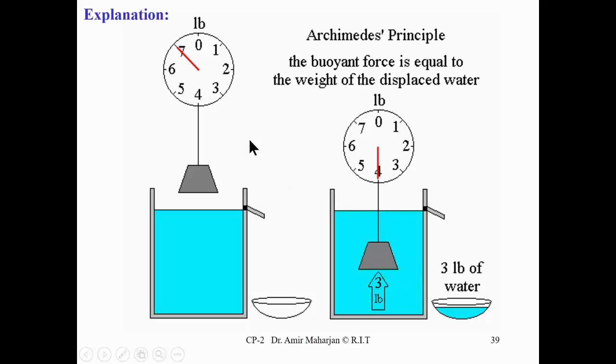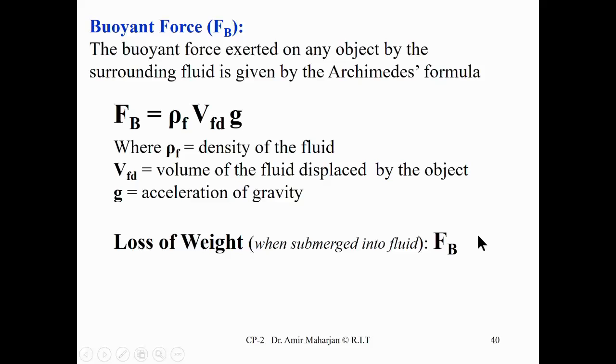So here the loss of weight is 3 pounds, which is the buoyant force, and it has to be exactly equal to the weight of the fluid that's been displaced by this object, which is collected in a separate bowl, which is 3 pounds. So in conclusion, mathematically, buoyant force is given by the Archimedes principle, and it is equal to the density of the fluid times the volume of the fluid displaced by the object times gravity, which is also equal to the loss of weight. So loss of weight of any object in liquid is exactly equal to the buoyant force.